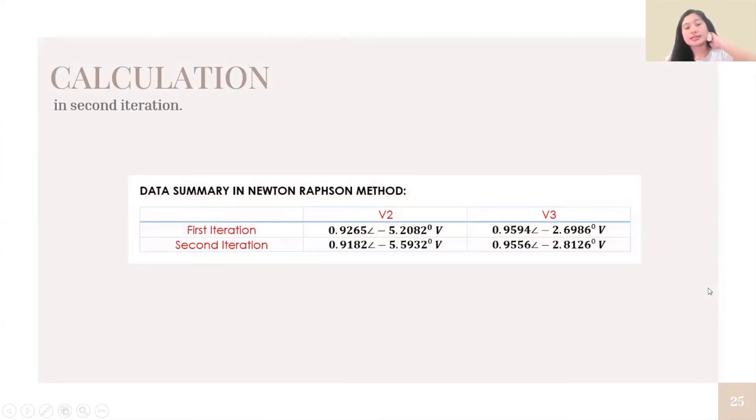0.9556. So our data summary for our first and second iteration by means of using the Newton-Raphson method is that our V2 is 0.9265 at an angle of negative 5.2082 degrees, and our second iteration is 0.9182 at an angle of negative 5.5932 degrees, and our V3 is 0.9594 at an angle of negative 2.6986 degrees, and our second iteration is 0.9556 at an angle of negative 2.8126 degrees.